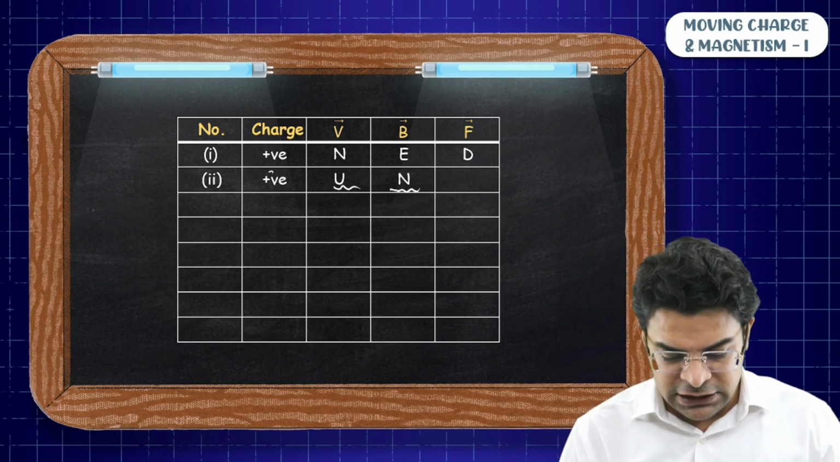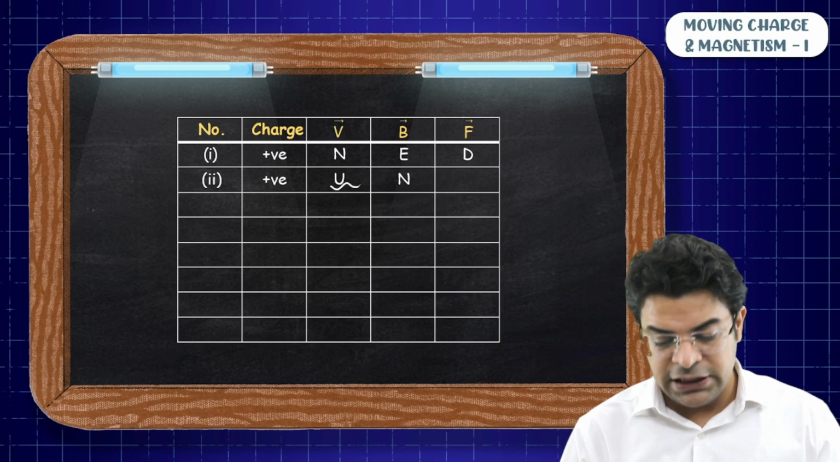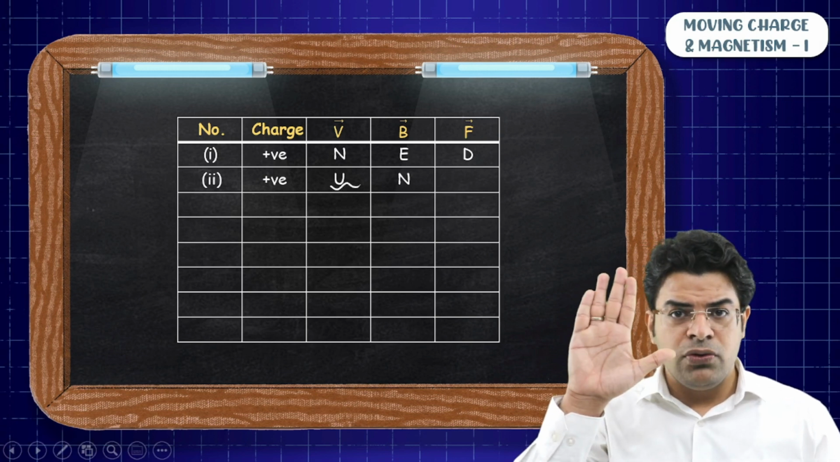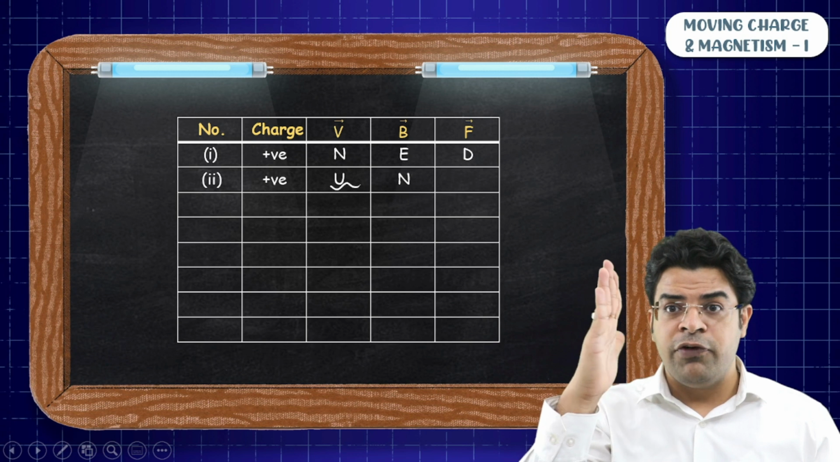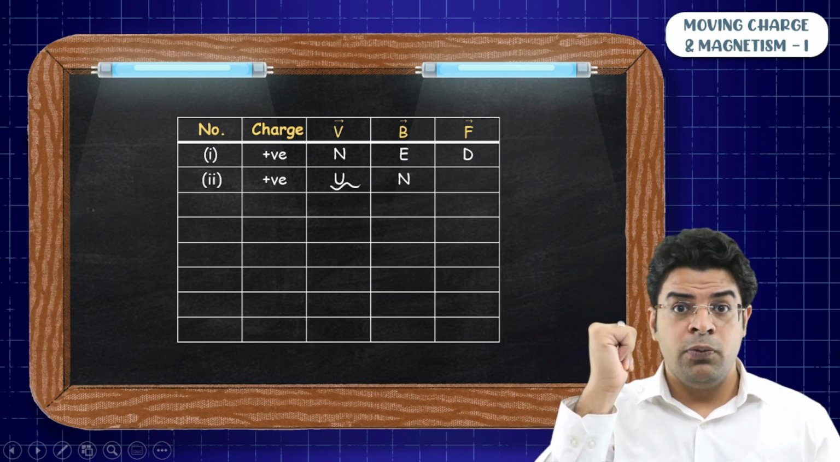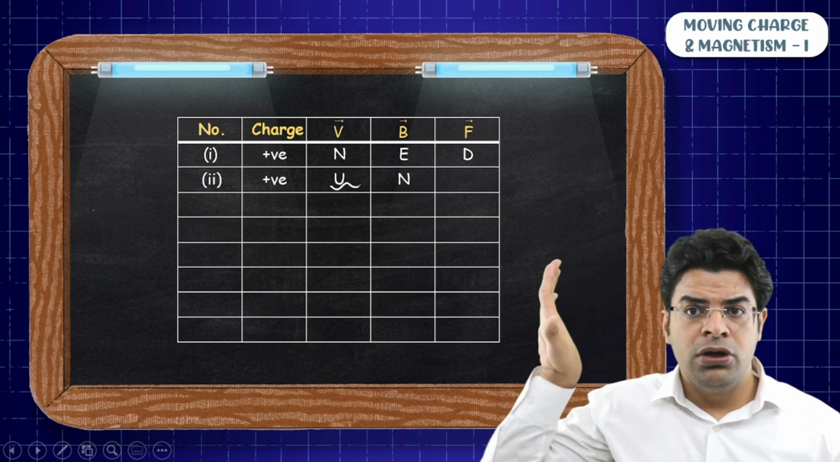So you will say, sir, the charge is positive. Yes. The velocity is upward. Yes. So I need to align the fingers of my right hand in the upward direction. This is curling towards west, curling towards south, curling towards east.